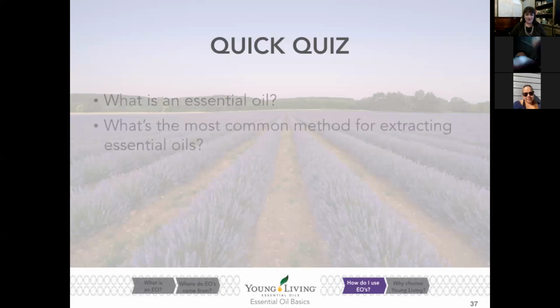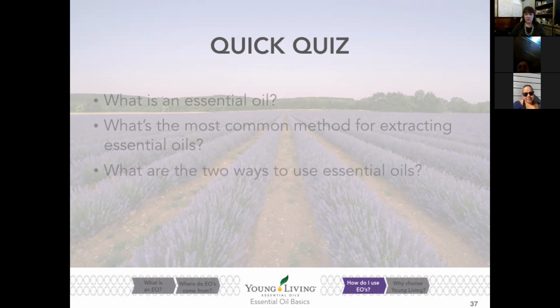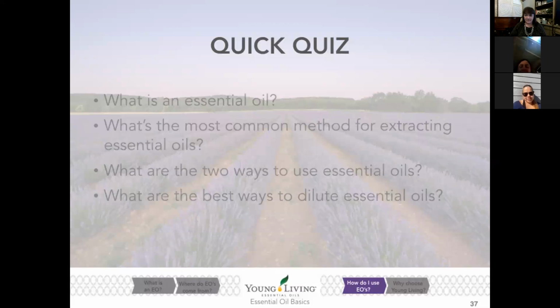Okay. Next question. What is the most common method for extracting essential oils? Do y'all remember which the most common method for extracting oils is? Anybody? You can put it in the chat if you want. These are some good things to think about. If you don't remember the answers to these, we can also talk about those in just a minute. So what are 2 ways that you can use essential oils? Does anybody remember those? Okay, looking for your answers. So what are the best ways to dilute essential oils? I see something, I don't know if she can talk or not. Okay.